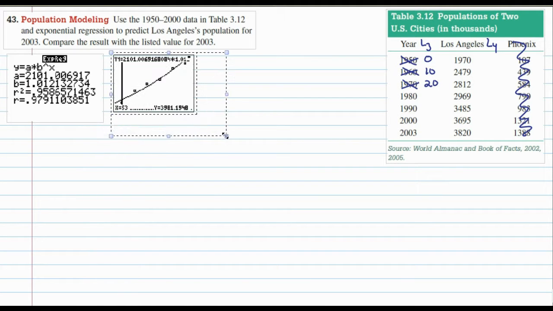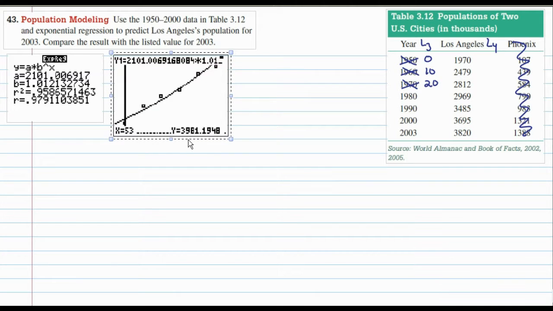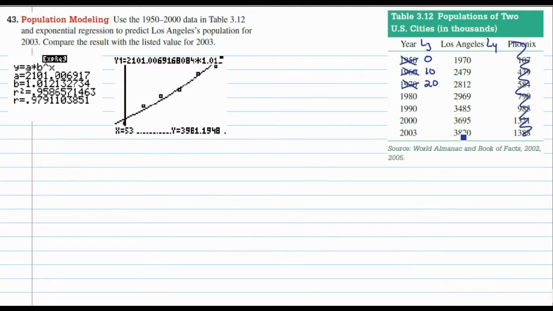Now my exponential regression came up with 3,981, whereas theirs came up with 3,820,000 people. So again, mine was a little bit over, but still a very accurate prediction for what might happen in the year 2003.